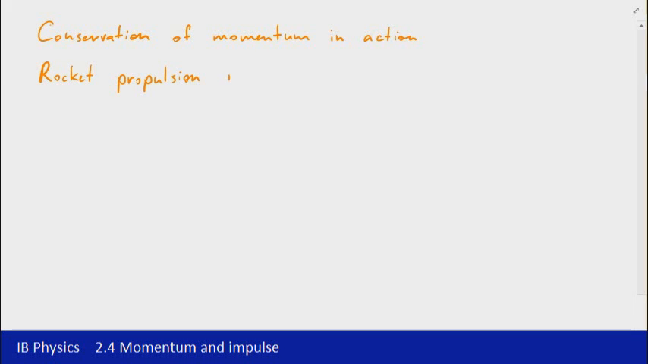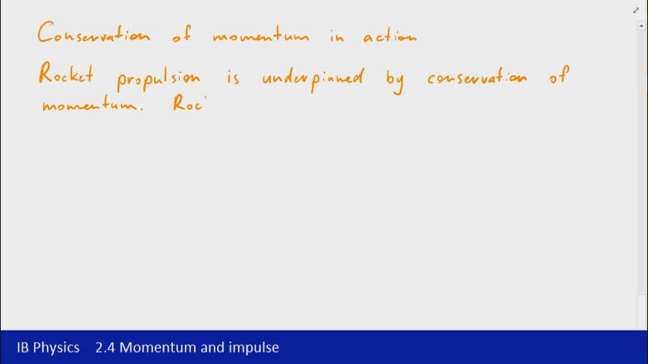So with rocket propulsion, it's underpinned by the idea of conservation of momentum, and we'll have a look at what that is in order to explain that scenario. And as I said, there'll be a few other examples at the end where you can have a think about how conservation of momentum works in those cases.